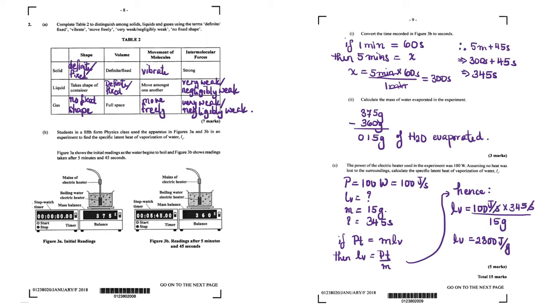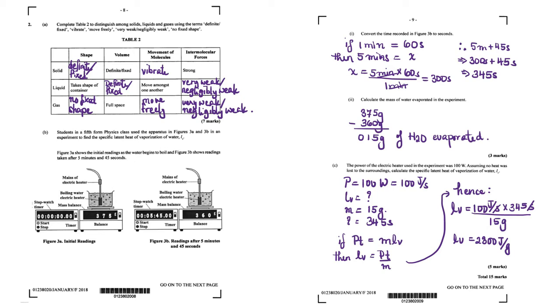Okay? So for a solid, we know the shape will be definite or fixed, and the movement of particles or the movement of the molecules would vibrate. Then for liquids, we know the volume would be definite or fixed, and the intermolecular forces will be very weak or negligibly weak. Then for gases, we have no fixed shape, and the molecules' movement will be moving freely, and the intermolecular forces will be very weak or negligibly weak.